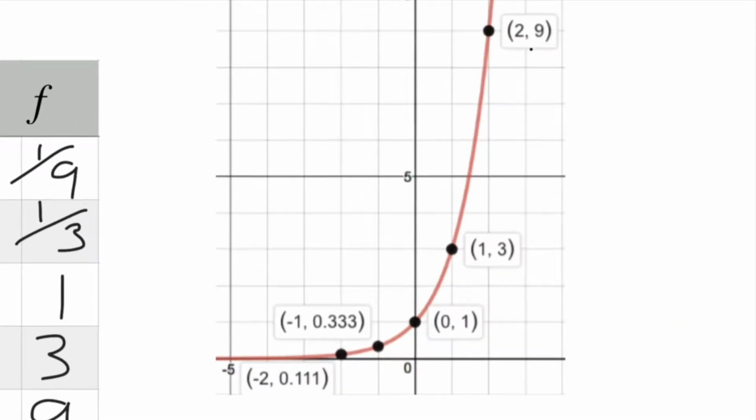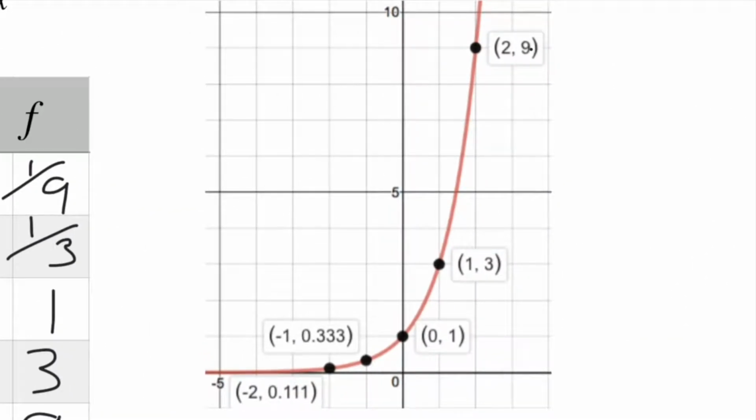And if you plot these points, you get something like this. You can see the y value is tripled every time. You go to the right one and multiply by 3, to the right one and multiply by 3, or cut into thirds, or cut into thirds.